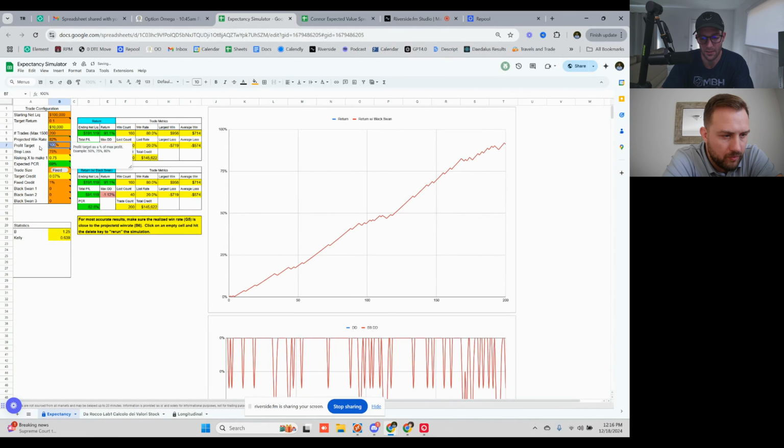We can increase this to 500 trades and show that it gets a little smoother. And then we can also bring this down to 10 trades, which may be over the course of 2 or 3 weeks. And we could see it's a rather jagged return.